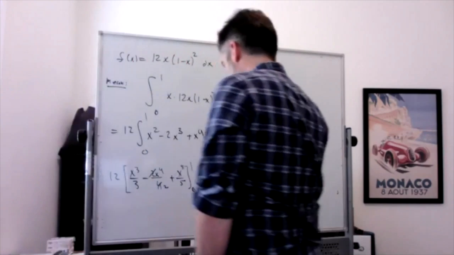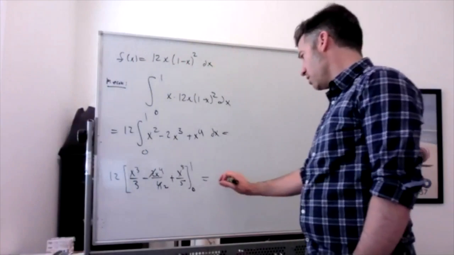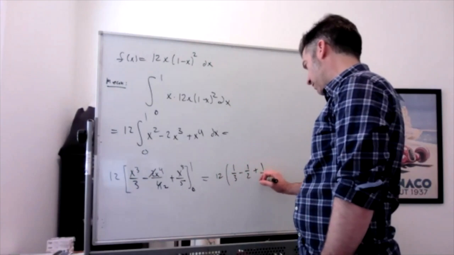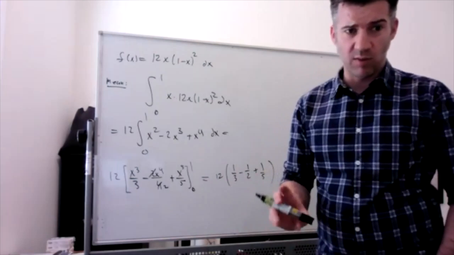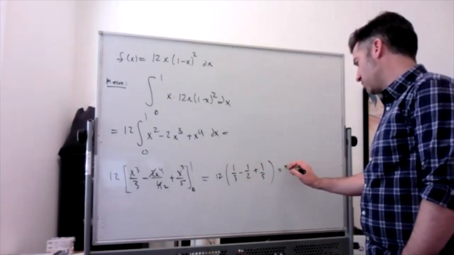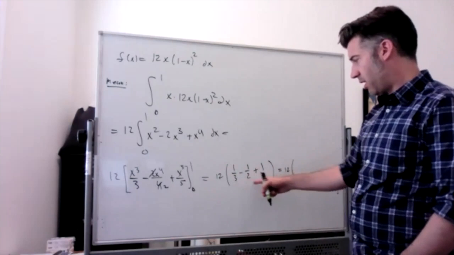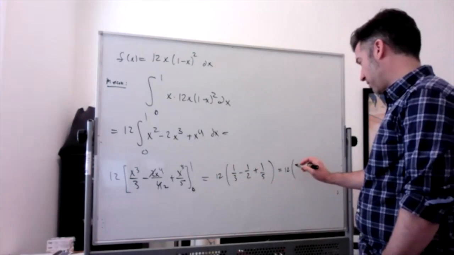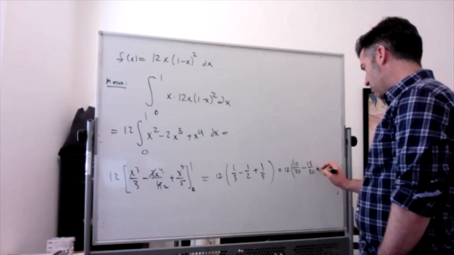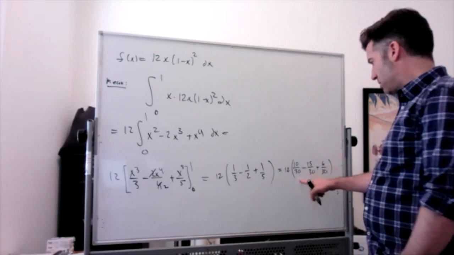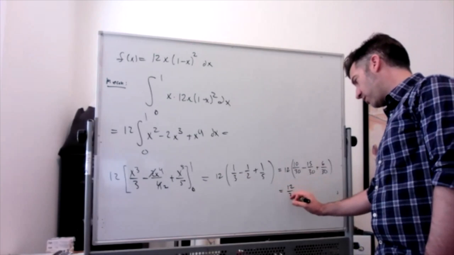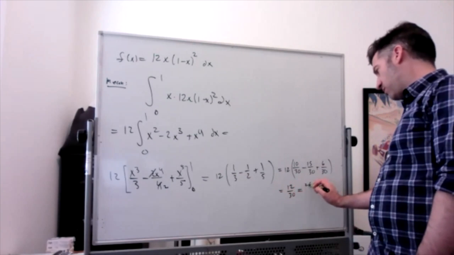So that's going to be 12 times 1/3 minus 1/2 plus 1/5. It's a great thing about the limits of integration being 0 to 1. If everything's a power of x, you just plug in 1 and get your coefficients. So that's going to be 12 times, it looks like 30 is my common denominator. So I've got 10/30ths minus 15/30ths plus 6/30ths. 10 plus 6 is 16, minus 15 is 1/30. So you've got 12 over 30, which reduces to 2/5.